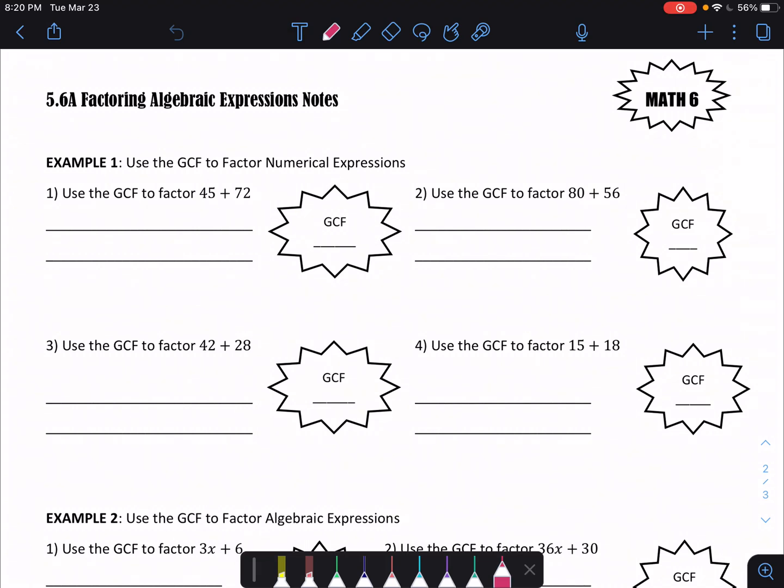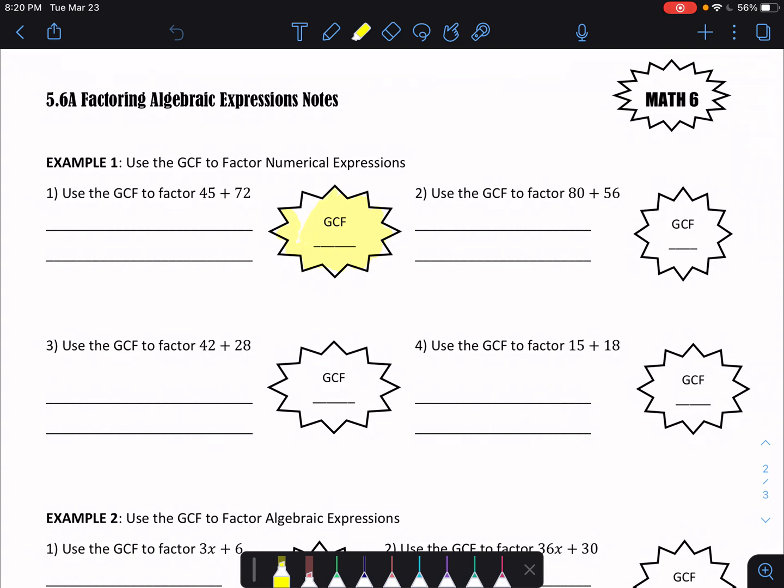Hey everyone, today we are going to be talking about using the greatest common factor to factor numerical expressions and algebraic expressions. So basically we're going to be doing the distributive property in reverse. We're going to start by doing it with just numbers, and then we're going to look at numbers and variables. You can see that in each example I have a little box, a little starburst here for the greatest common factor.